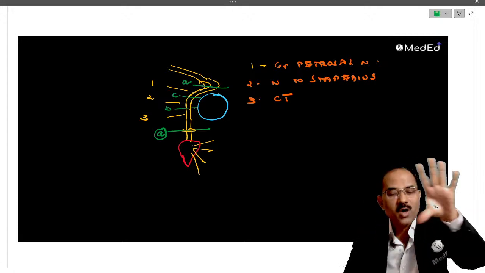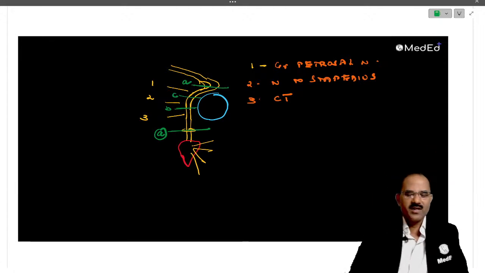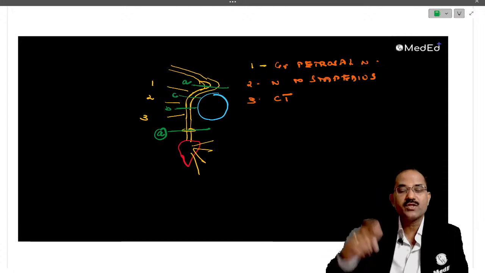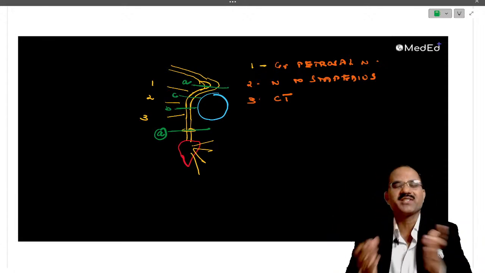loss of secretions from all the glands except, come on, answer this. Loss of secretions from all the glands except one gland which is not supplied by the facial nerve. Yes, the secretions are going to be intact.